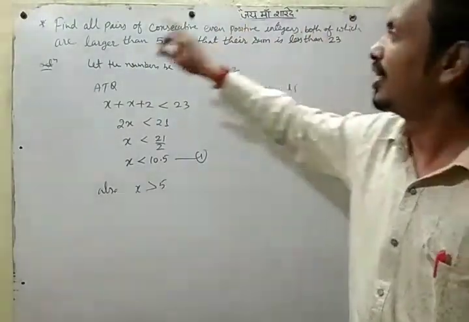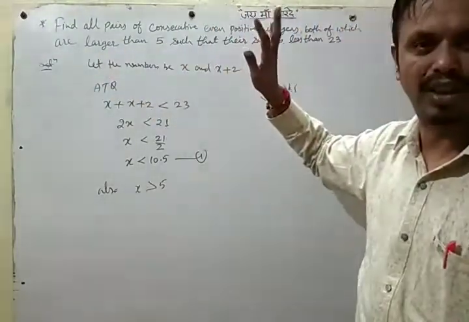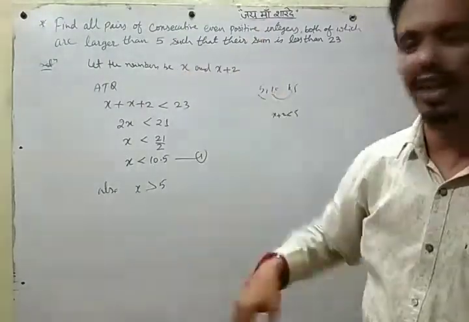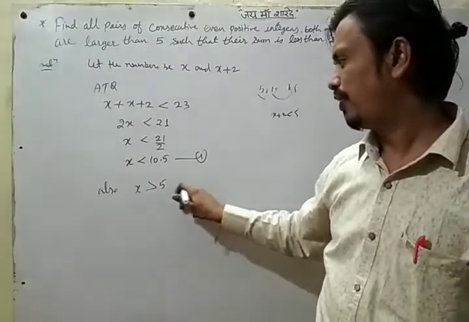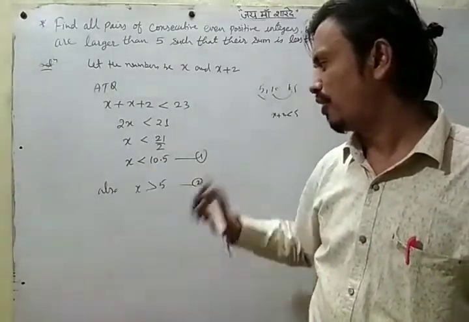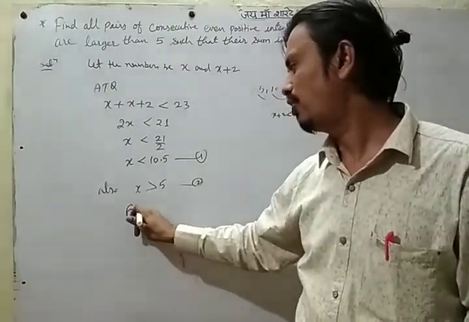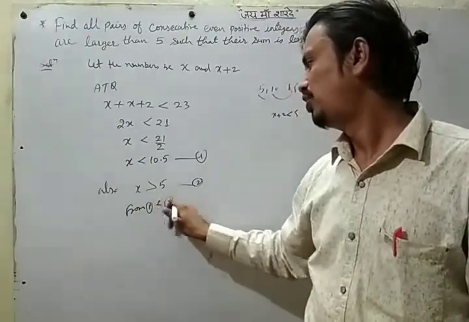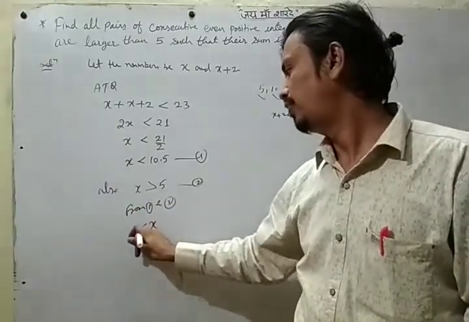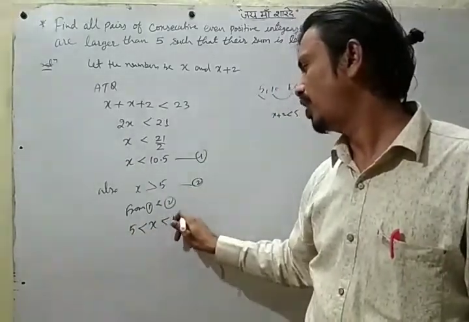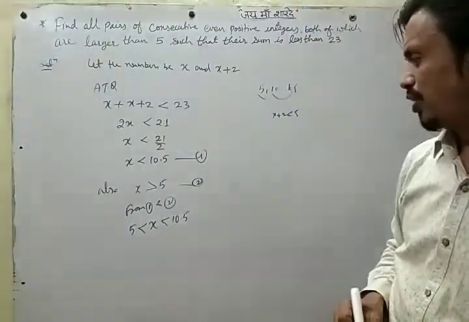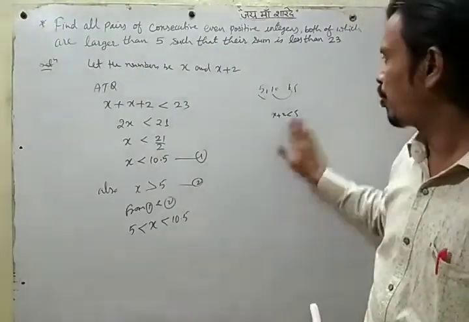If both are smaller than 5, then we take x plus 2, x plus 2 is less than 5, we have to use this. So x is more than 5, x is less than 10.5. So from 1 and 2, what we are getting is x is more than 5, x less than 10.5. Okay, so x is more than 5 and less than 10.5.